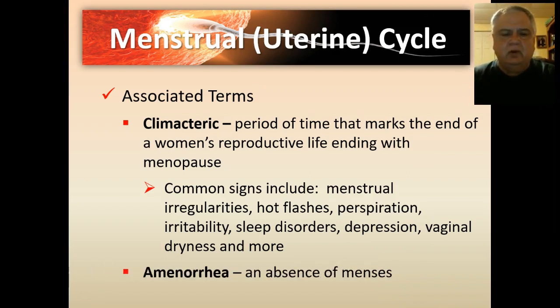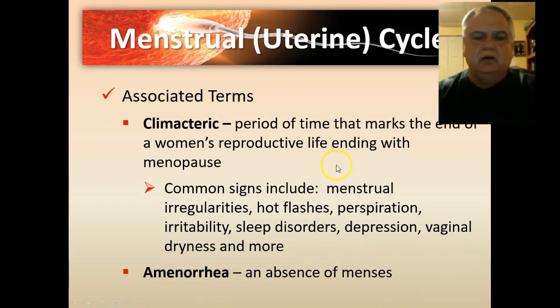Another associated term is amenorrhea. Anytime you see a used as a prefix at the beginning of a term, it means without. So menorrhea, rhea, discharge. The discharge that occurs with the sloughing off and the blood is menses. So amenorrhea, the absence of menses. Okay, so that takes us to the end of the reproductive system.